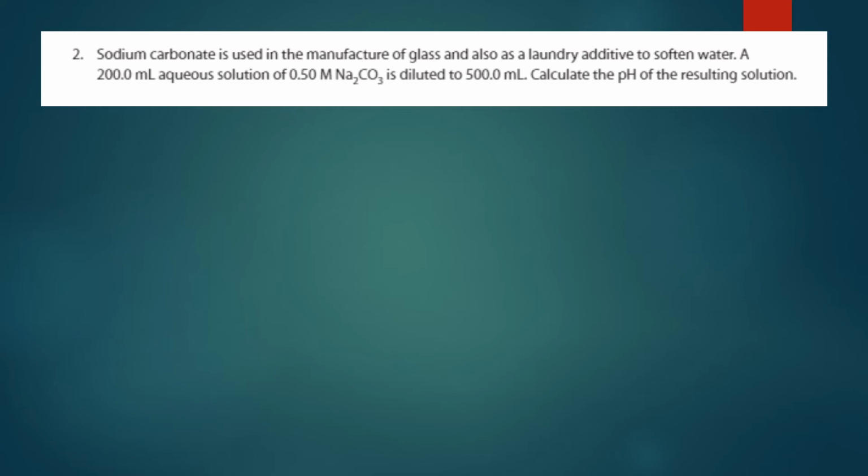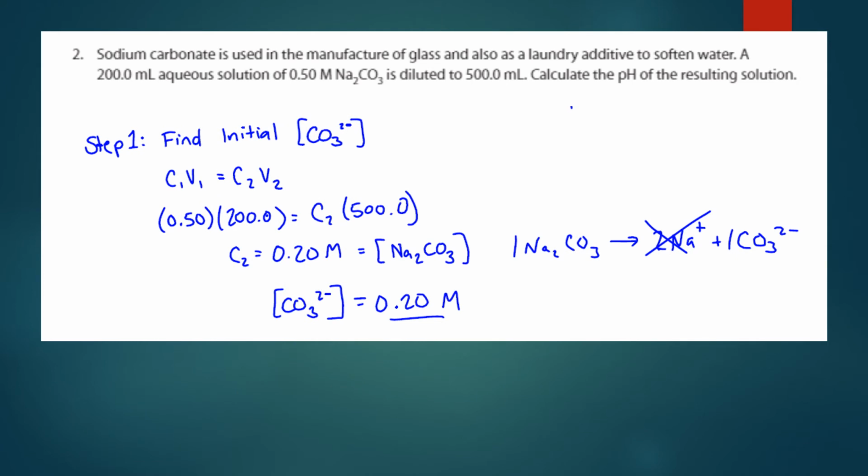And if I have sodium carbonate, if I dissociate that, then I have sodium and carbonate ions that I have to look at. The sodium ions are going to be a spectator ion. The carbonate, however, will act as a weak base. Now that weak base is going to be diluted. So there's where we're going to look in our first step. So we're going to find the initial concentration of the carbonate. I'm going to use my dilution formula, C1V1 equals C2V2, to find that concentration.